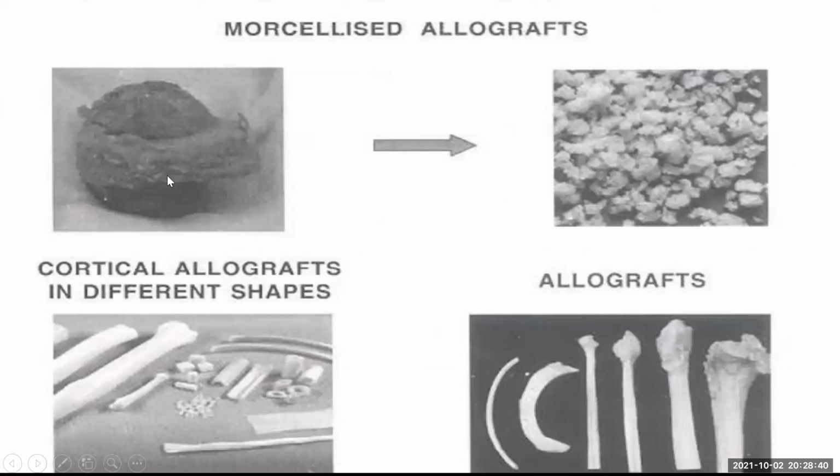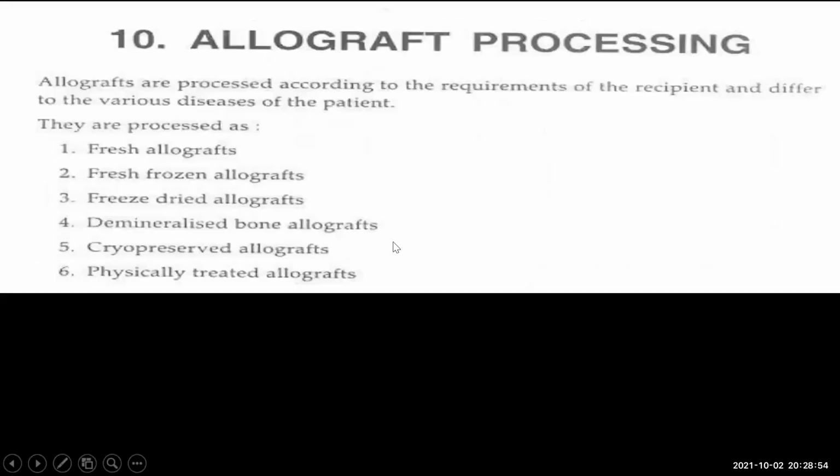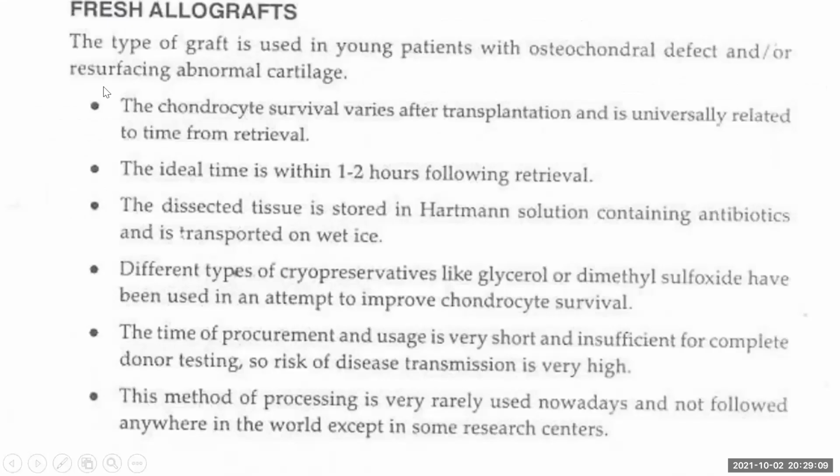So this is how different types of bone allografts are taken. This is the head, this is morcellized graft, and this is of different shapes: the ribs, the femur, tibia and fibula. So allografts are processed either as fresh allograft, fresh frozen allograft, freeze-dried allograft, demineralized bone allograft, cryopreserved and physically treated. Fresh graft is the type used in young patients with osteochondral defects.